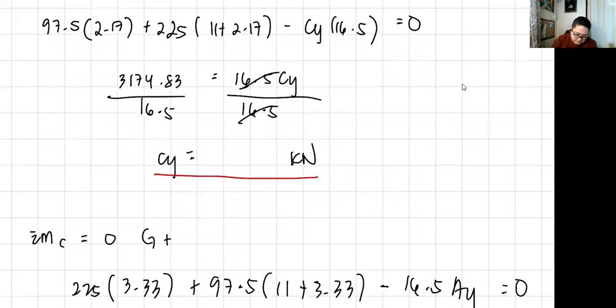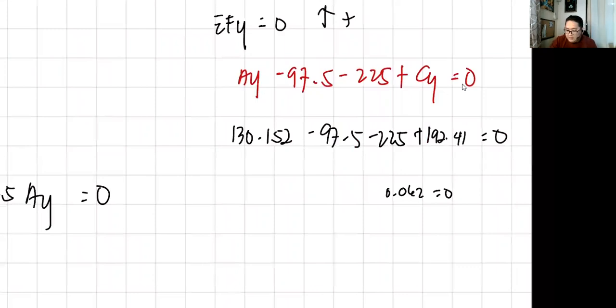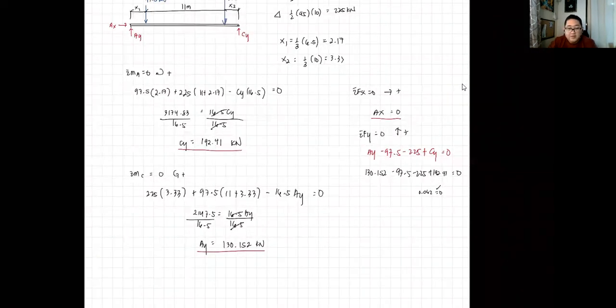Okay, so that is correct now. Divide by 16.5, so we have 192.41. Let's change this to 192.41 and check if it sums to 0: 97.5 minus 225 plus 192.41. That is 0.062, which equals 0. Basically it equals 0 because we rounded off, which caused the small difference. But if we take the exact values, it will be equal to 0. So these are now the values of our support reactions. Let me also double check the other one, 214, divide by 16.5. So that is correct.